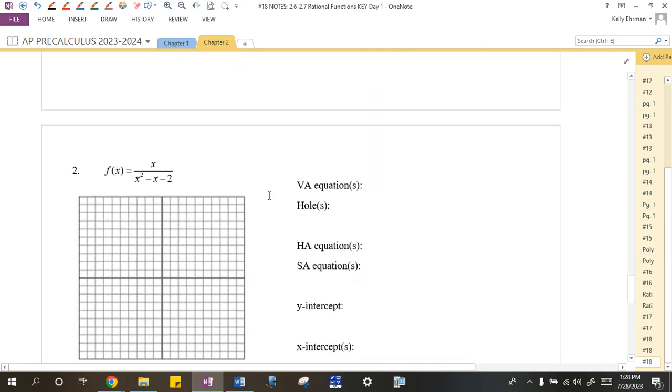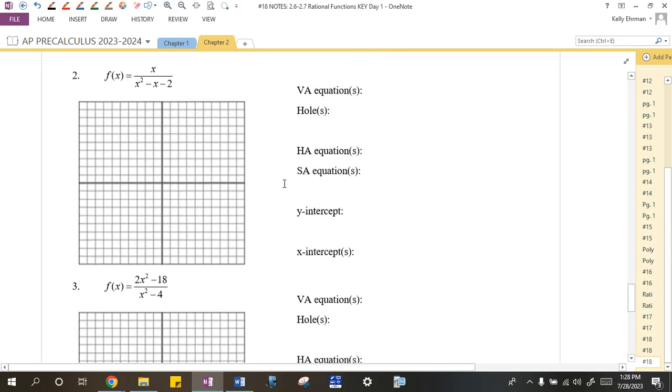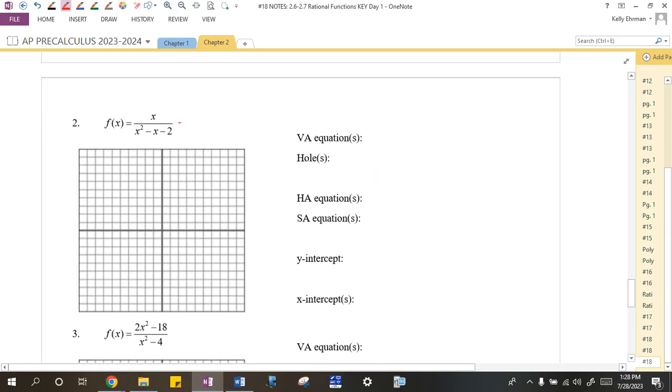A more complicated rational function is this one. It's more complicated because if you factor that denominator, there are 2 vertical asymptotes. Neither one of those factors cancel out with anything. So for vertical asymptote equations, we have x equals 2 and x equals -1. And the reason that makes things more complicated, no holes, is because it divides the graph into 3 sections instead of just 2, one on the left, one on the right.